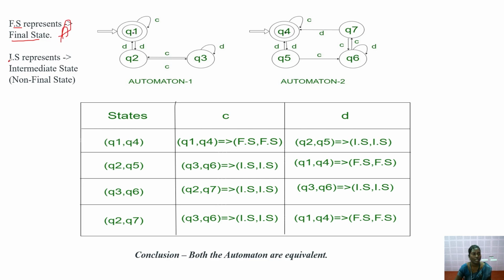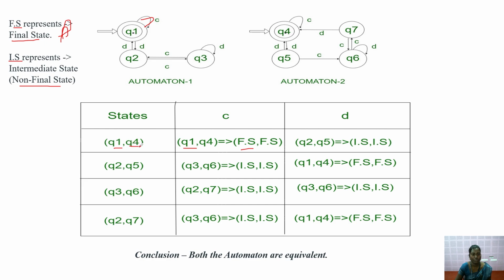whereas intermediate state means one state moving to the next state. It has been represented as intermediate state, that is a non-final state. Intermediate state has been represented as Is. Final state has been represented as Fs. So here, moving to the Q1 state, on input symbol it reaches a final state, so Fs.